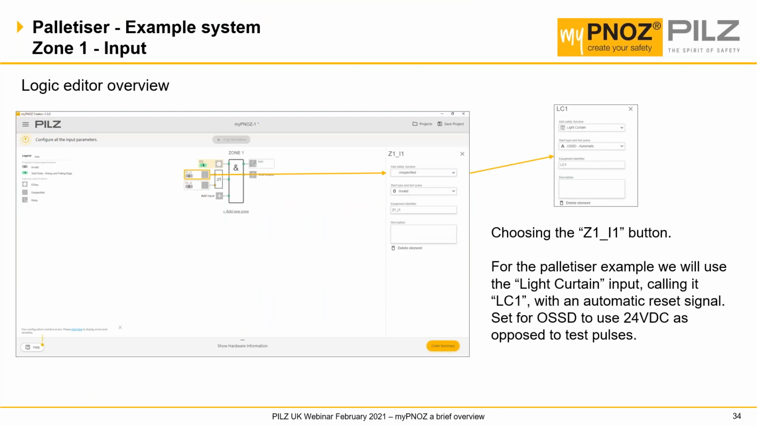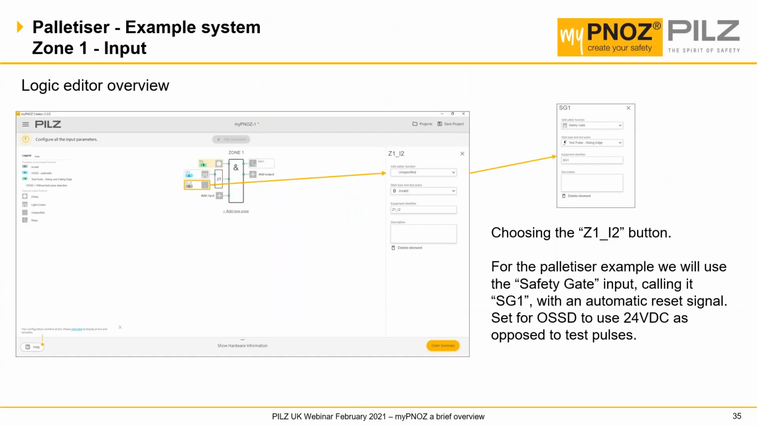Choosing the zone 1 input 1, we will choose the light curtain LC1, and it will have an automatic reset signal, and it's set for OSSD inputs to use 24 volts as opposed to the test pulses. We're then using the zone 1 input 2 button. We will use the safety gate SG1 with an automatic reset signal set for OSSD to use 24 volts as opposed to test pulses.